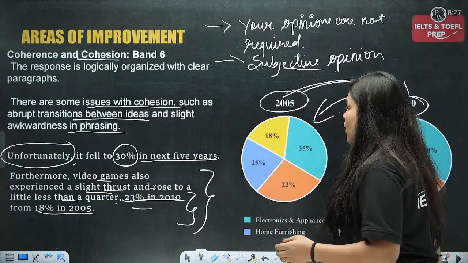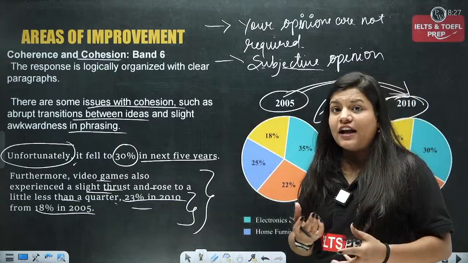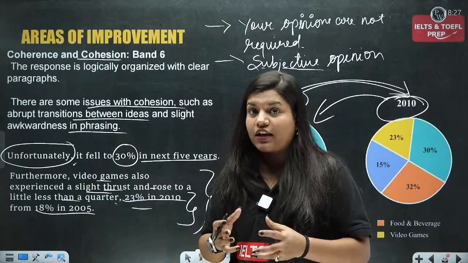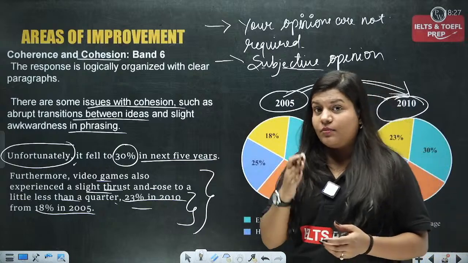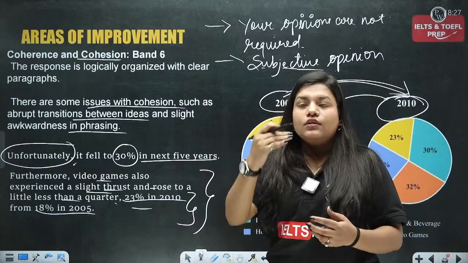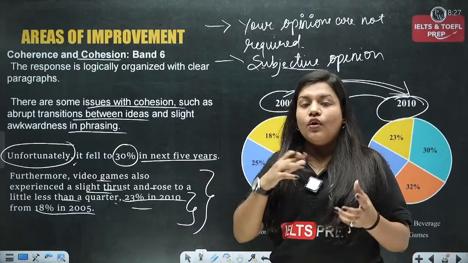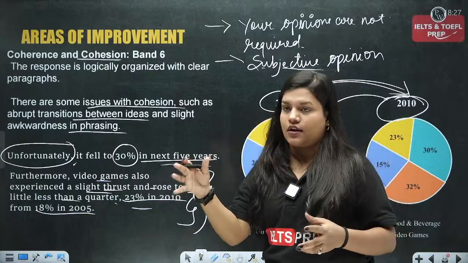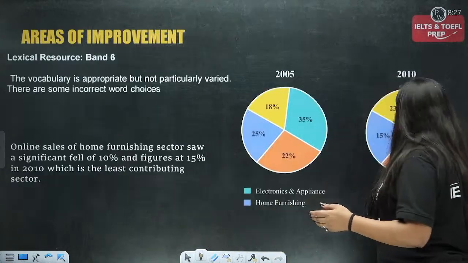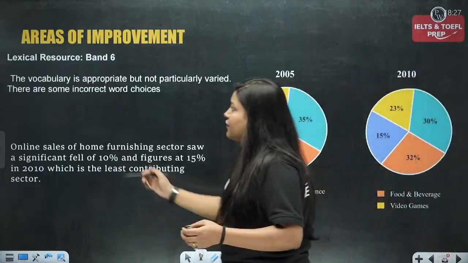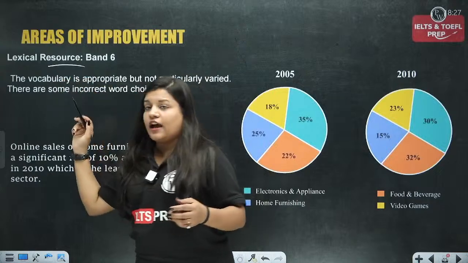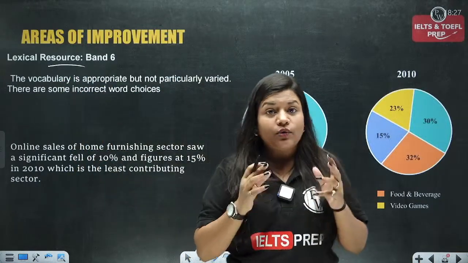Now you just need to focus on making the idea precise, and the flow should be accurate. The transition of the idea should be very good, so that it looks like a flow. It doesn't look like all of a sudden there's a twist and turn in your answer. Now let's have a quick look at lexical resource. Lexical resource, I have already told you, is nothing but vocabulary.